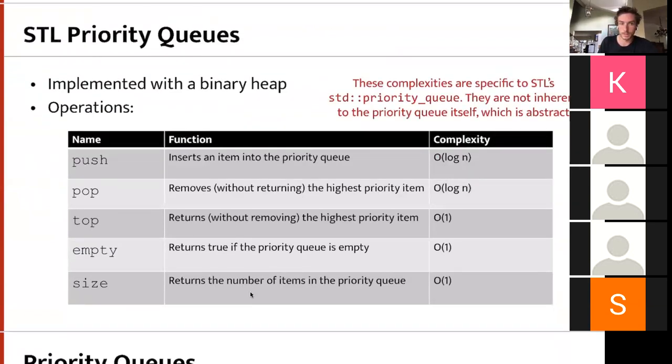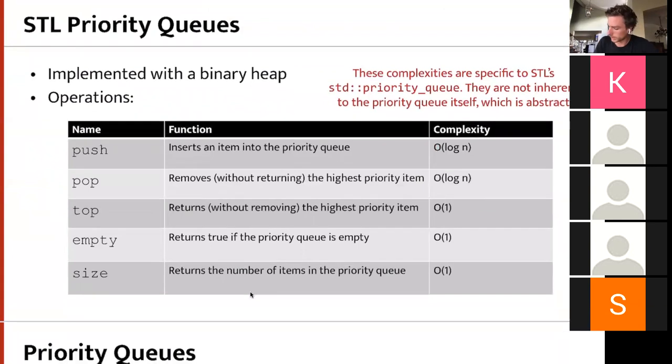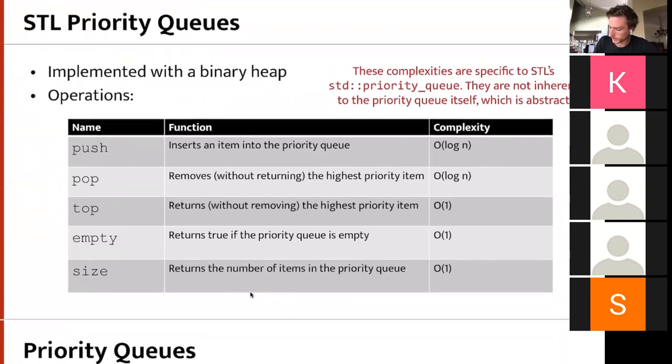So this is the STL priority queue interface. Push, pop, top, empty, size, right? So we can read things off of the queue, we can remove things from the queue, we can push things onto the queue, and then we can tell if it's empty and how many items are in it. We can't iterate over it. We have no idea what the order is, and it doesn't matter.